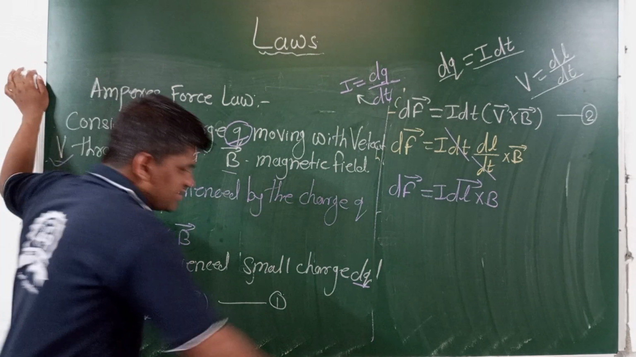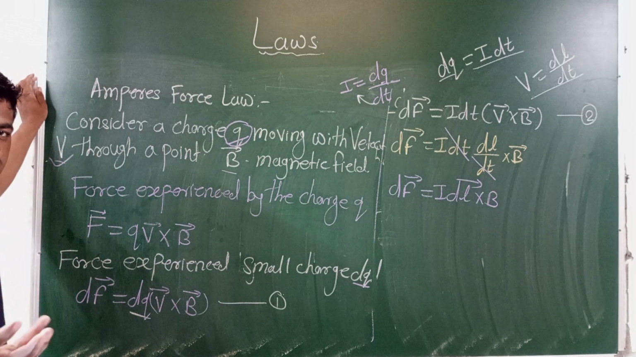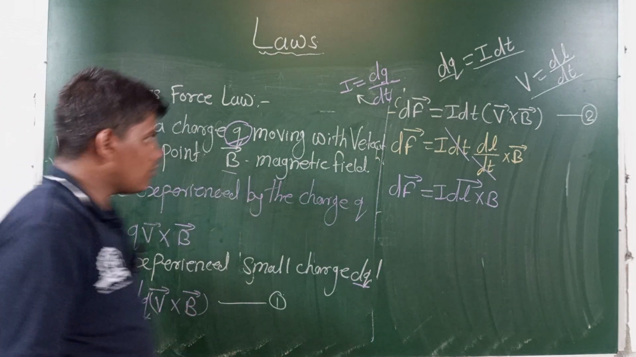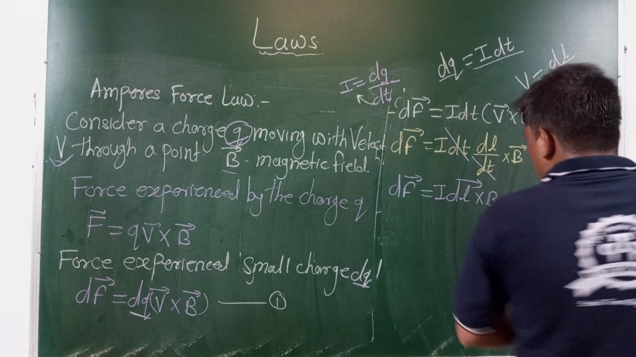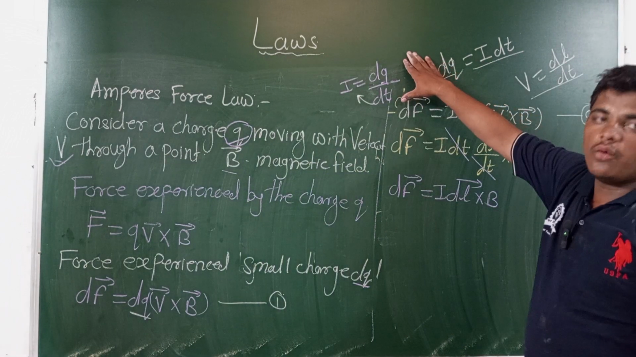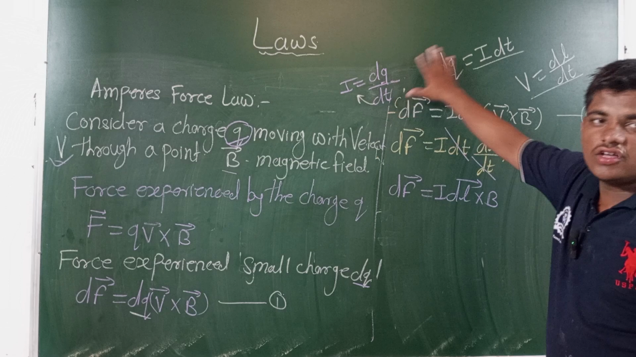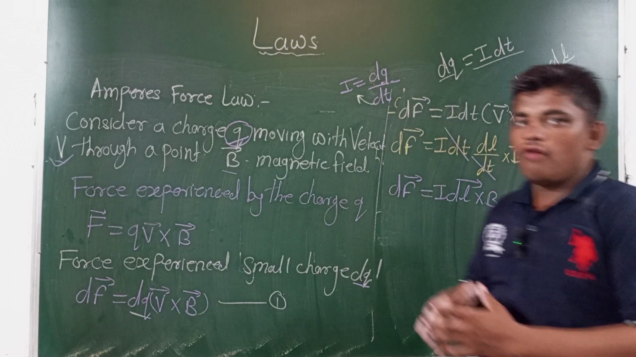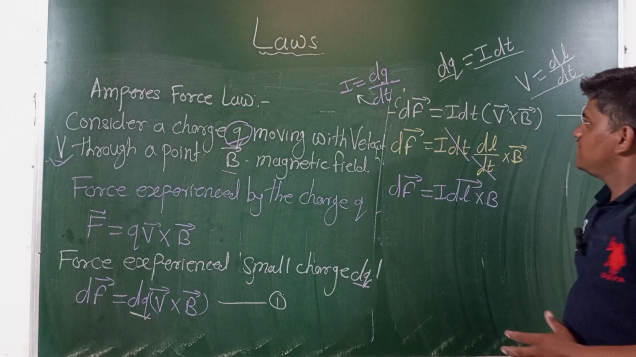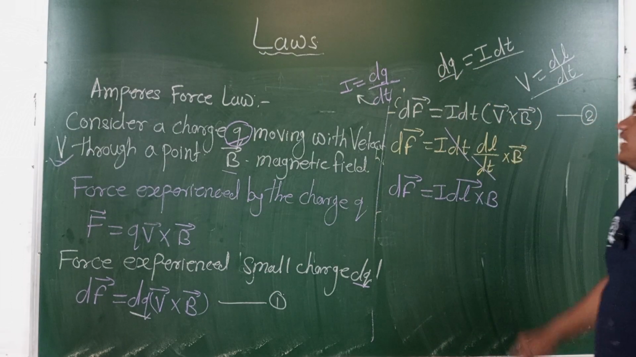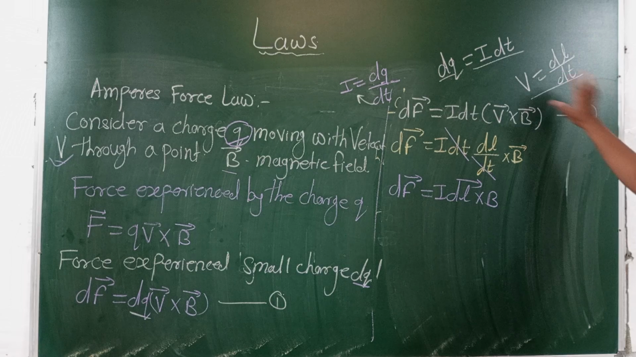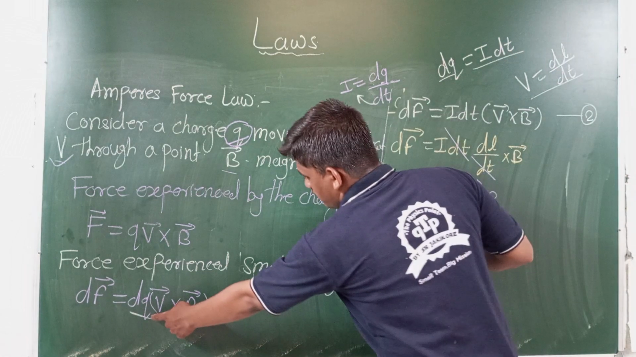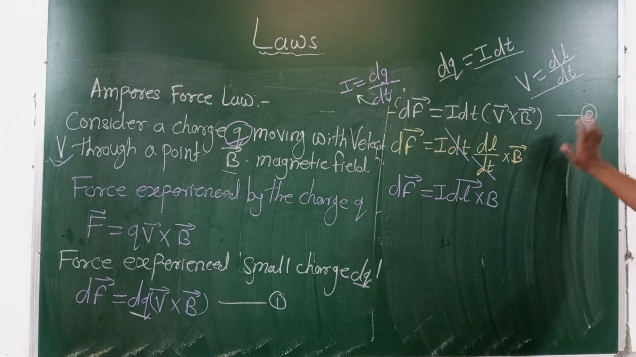We can consider one of the small charges, that is dq, and it experiences a certain force, that is df bar is equal to dq into v cross b. We know the definition and equation of the current: I is equal to dq by dt. Electric current is equal to the rate of flow of electric charge, that is dq by dt. Then dq is equal to I into dt. We substitute this value of dq in equation number 1, and then we get this equation.